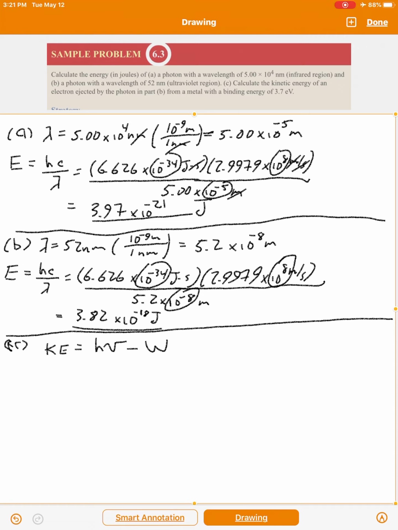Now the binding energy is given in electron volts. It's not given in joules. Okay, so we're going to convert the work function from eV to joules. So let me show you how to do that. This will be an eV to joule conversion.